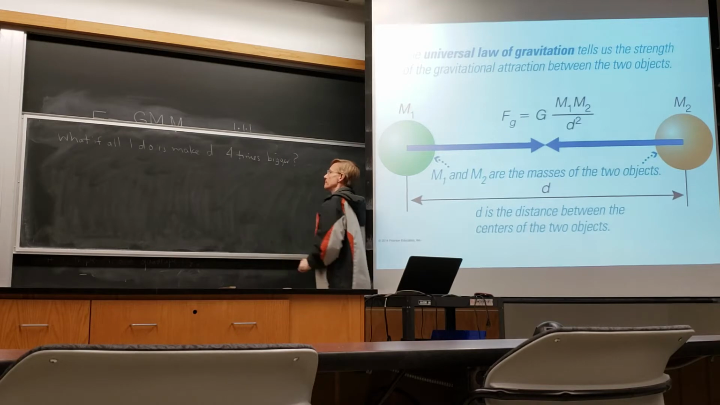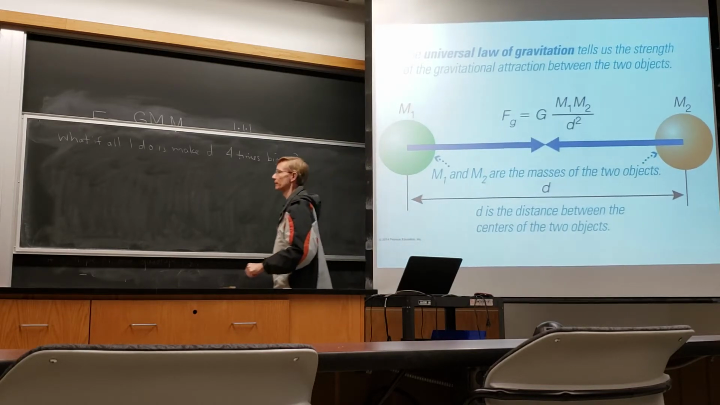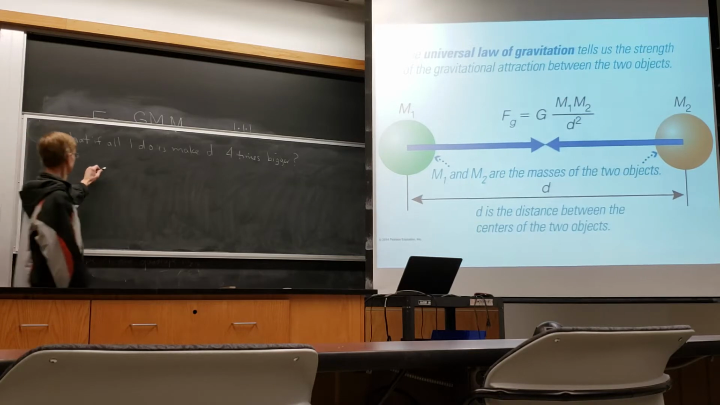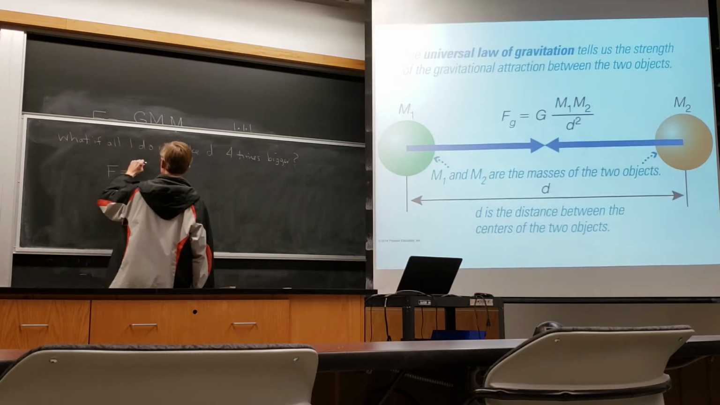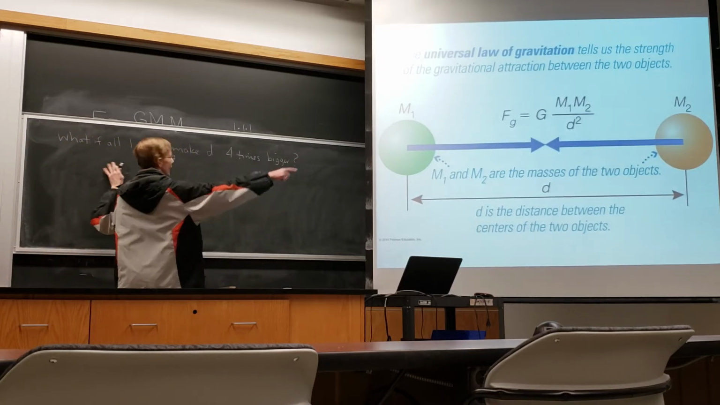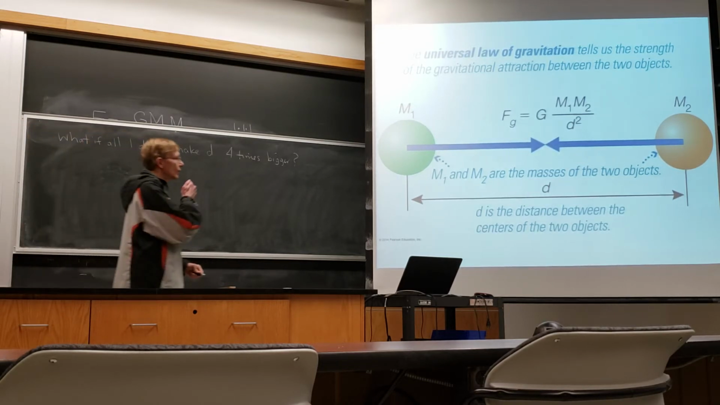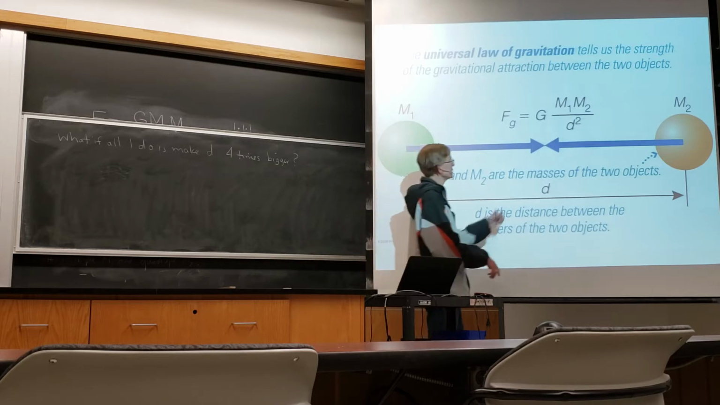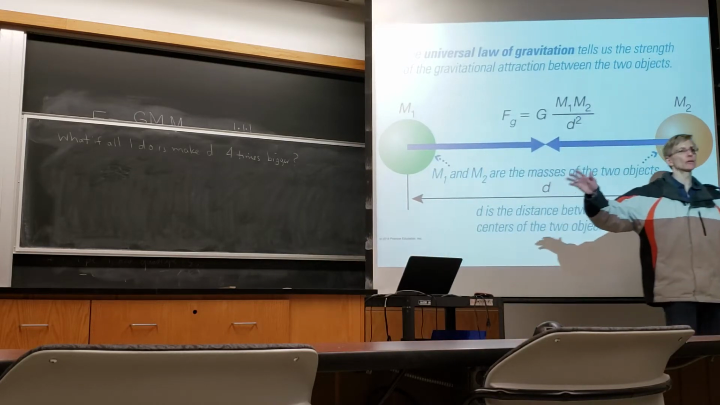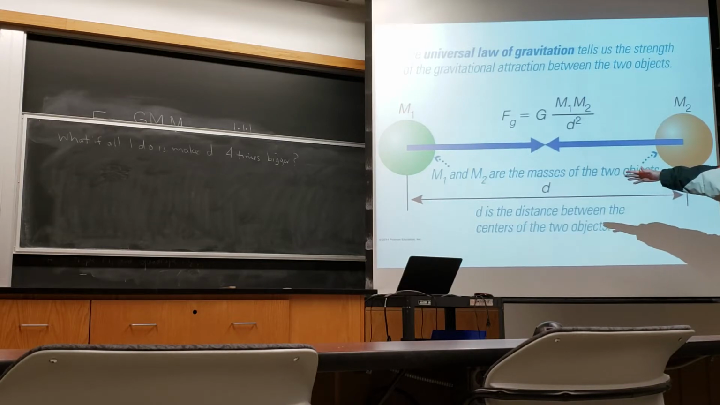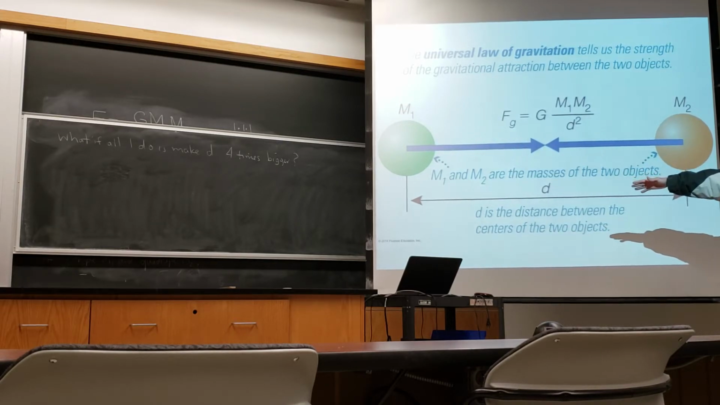What if all I do is make D four times bigger? So I move them four times as far apart from one another. F is, I don't have to remind you, F is G times M1 times M2 over D squared. If I make D four times bigger, if I make them further apart, first of all, does the force get stronger or weaker if I move them further apart? Definitely weaker, right? The further apart they are from one another, the less they feel each other's gravity.